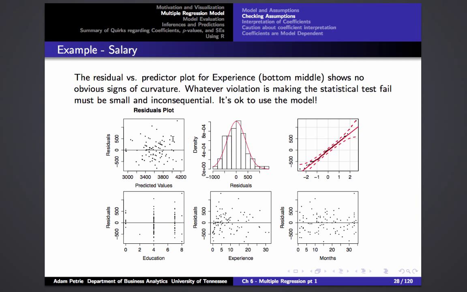All right, so here's the graphical output: the residuals plot, histogram, and QQ plot, the first three by default, and then we follow that up by the residual versus predictor plots, one for education, experience, and months. And so we failed the linearity test with residuals versus experience, and so what we need to look at is to see if we see any obvious curvature. I see absolutely no curvature going on here whatsoever, so whatever violation that test picked up on is small, and we can ignore it. So it looks like it's going to be okay to use the model here.